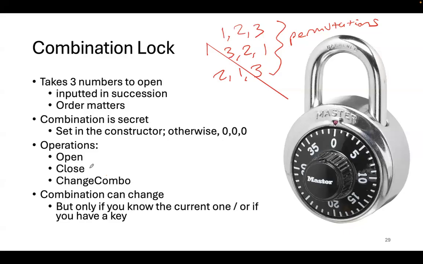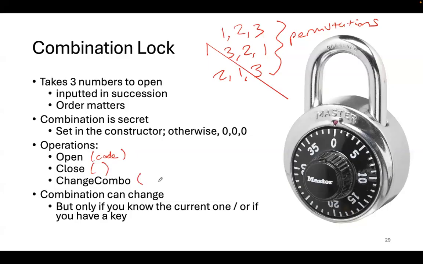So this is the question: do I need the code in order to close the lock? No, so I can just snap it closed and walk away. So I need the code somewhere. For close, I don't need anything. I can just do it.